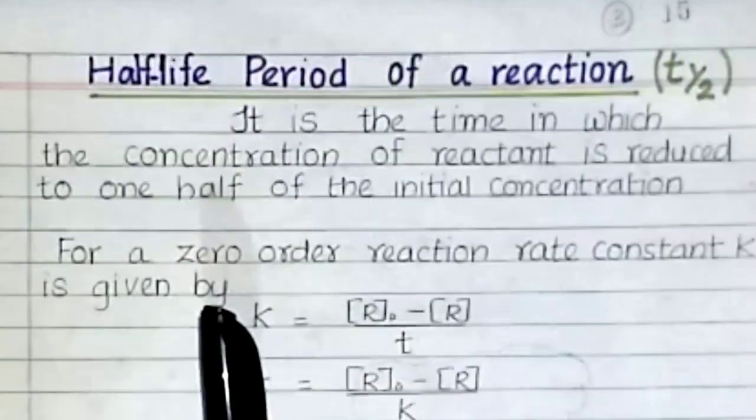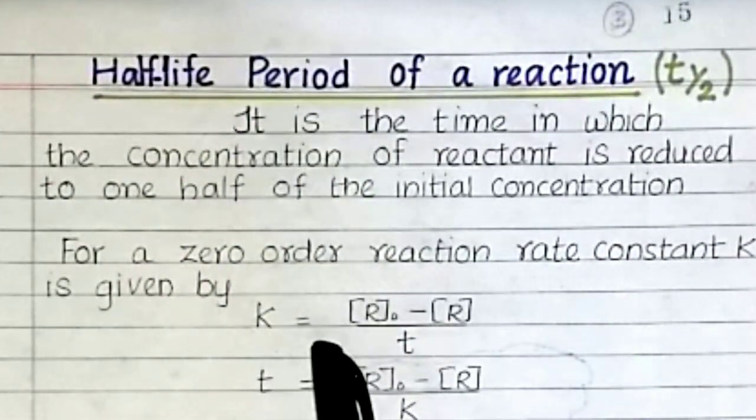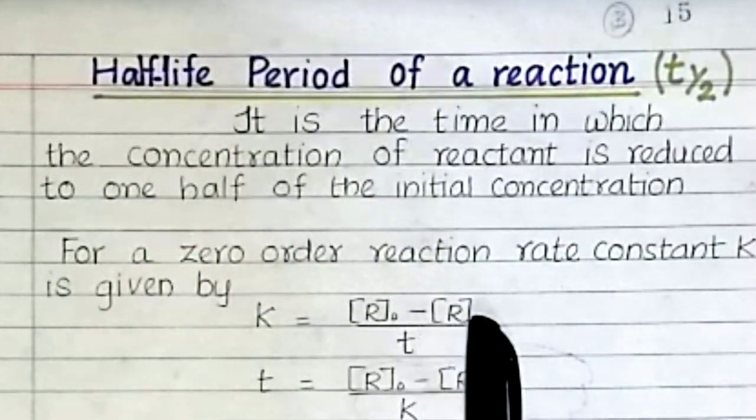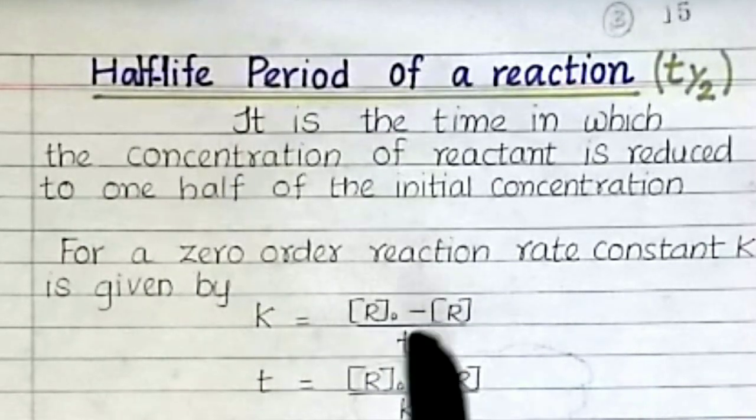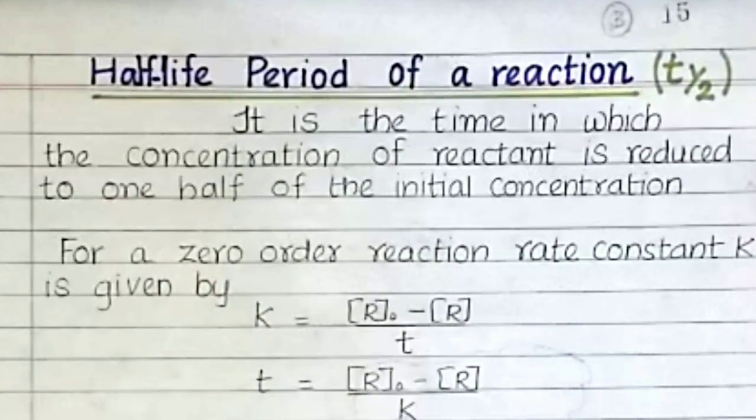So, for a zero order reaction, the rate constant k is given by k = ([R]0 - [R])/t. Then we can write t = ([R]0 - [R])/k.